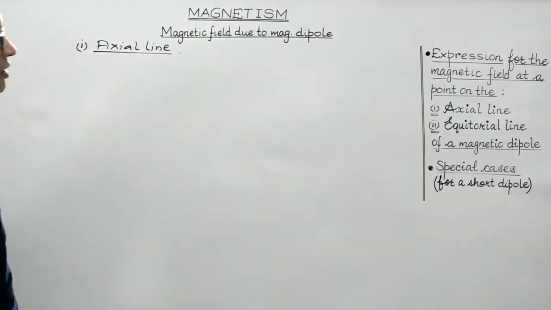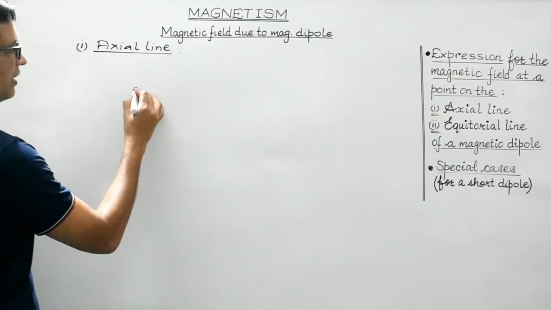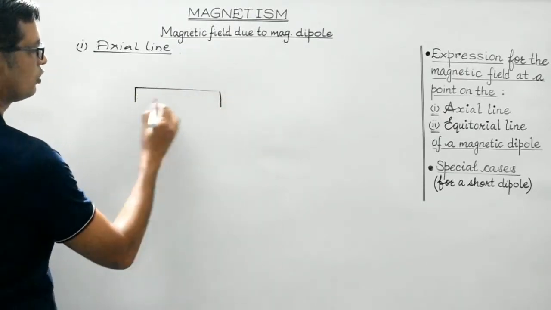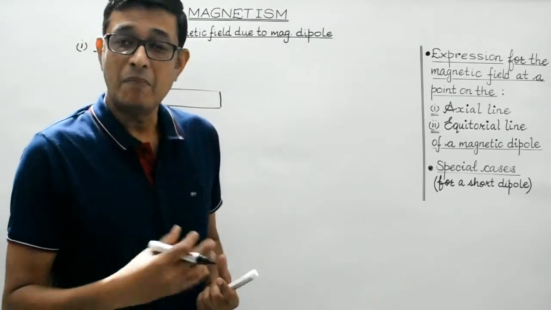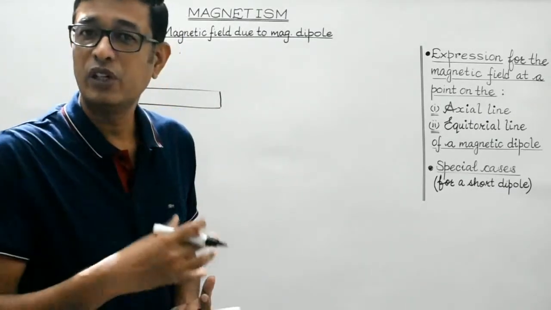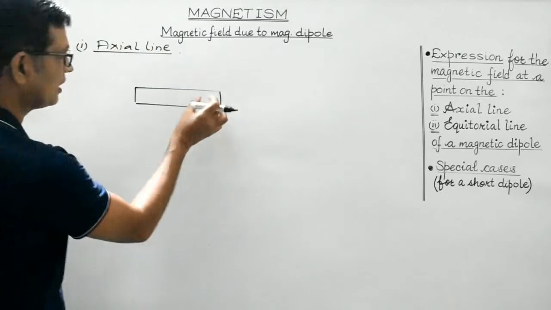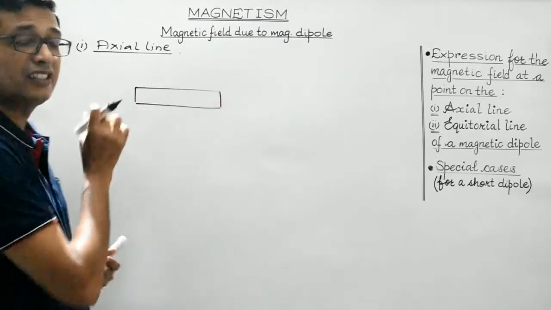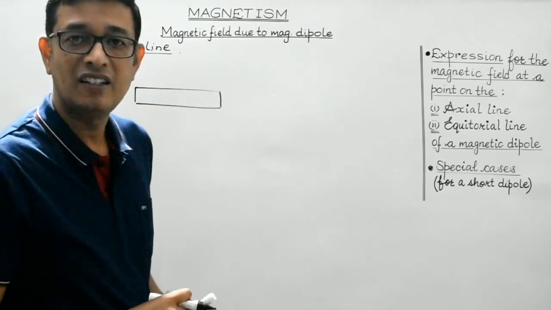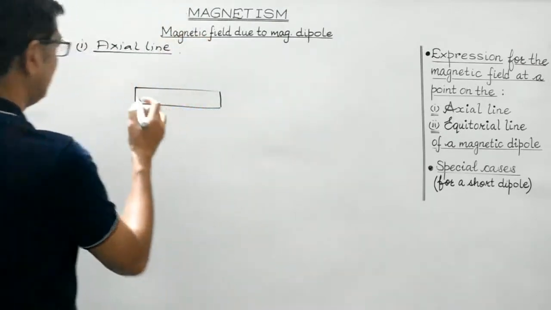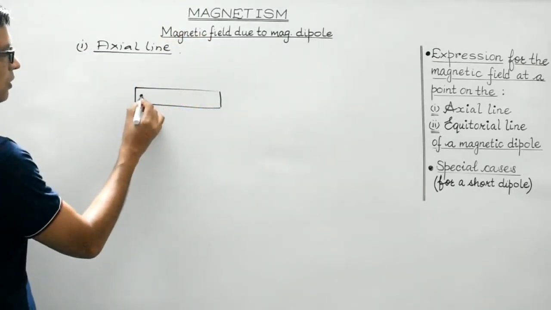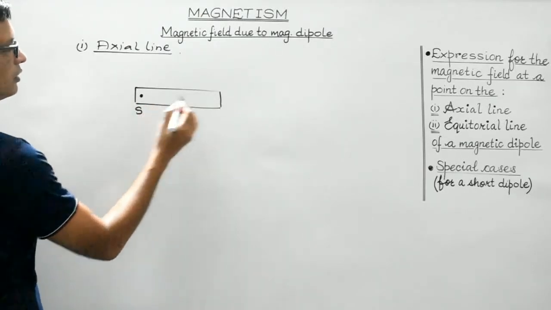For that, students, let us consider a magnetic dipole. As we have discussed, a magnetic dipole consists of two equal and opposite poles. Poles are the preferred regions near the endpoints of the bar magnet, where the magnetic force of attraction is maximum, right? Let us assume this to be the south pole and this to be the north pole.